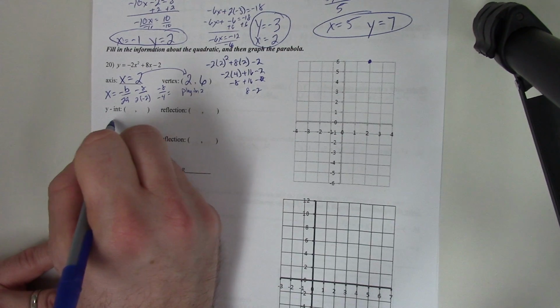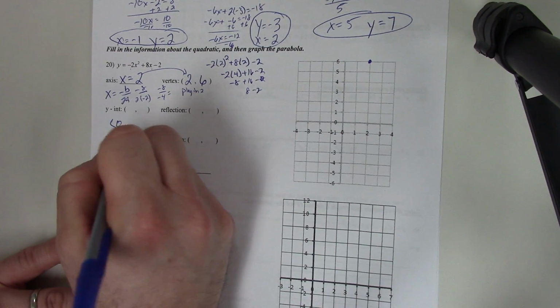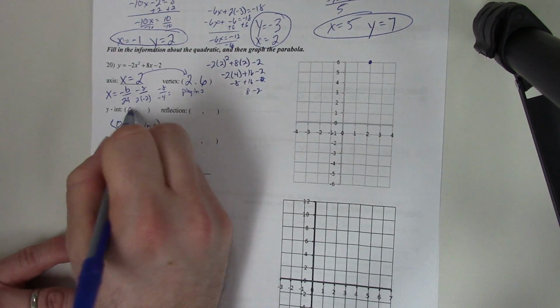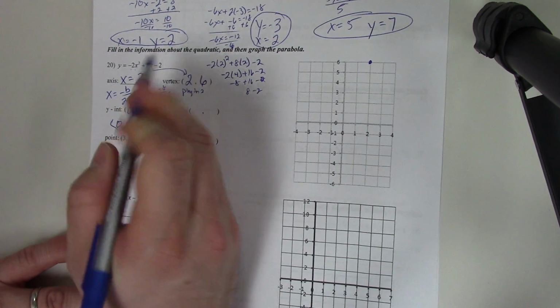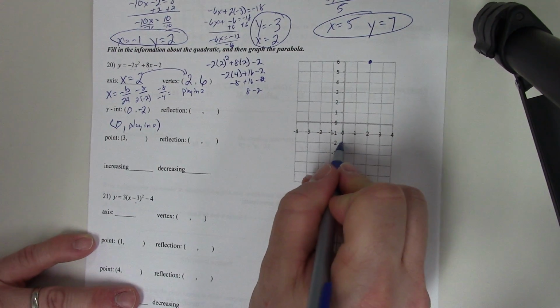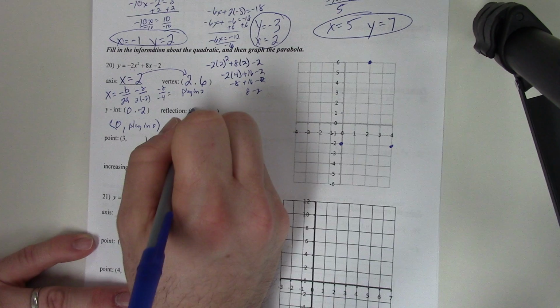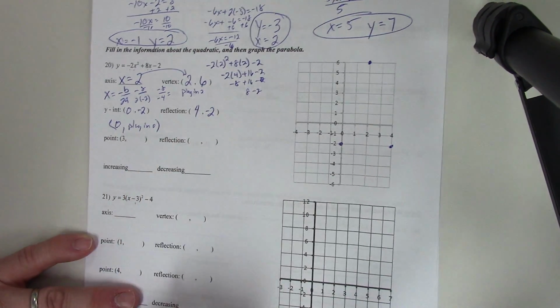My y-intercept is always (0, comma), plug in 0. And when I plug in 0 here, I get 0 plus 0 minus 2, which is negative 2. Let's go plot that, and then reflect it over here. So that ends up at (4, -2) for my reflection.